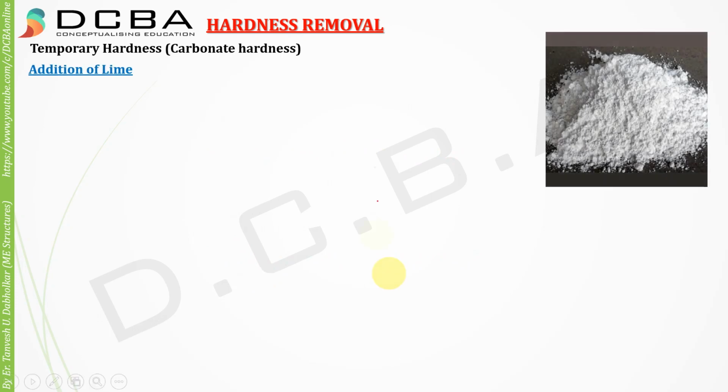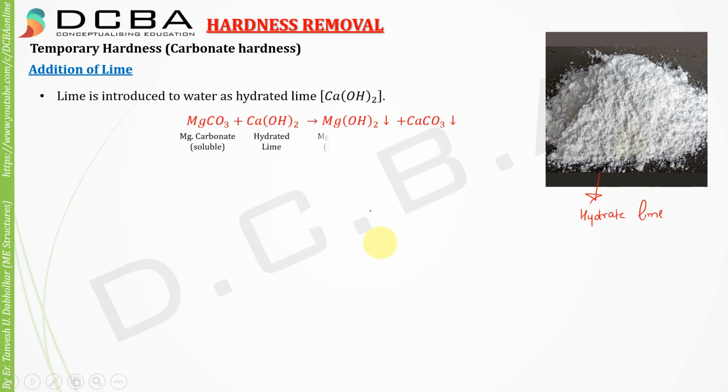The second process of removing temporary hardness is addition of lime. This is what lime looks like, and we use hydrated lime. This is what hydrated lime looks like. The chemical formula is Ca(OH)2. So calcium bicarbonate plus hydrated lime will give you calcium carbonate, which is insoluble, plus water. Both of these would be given out as precipitates.